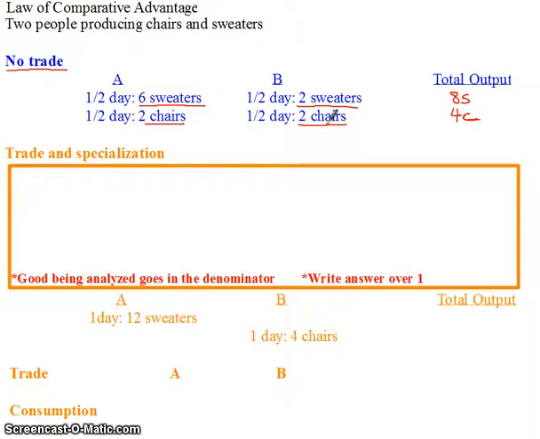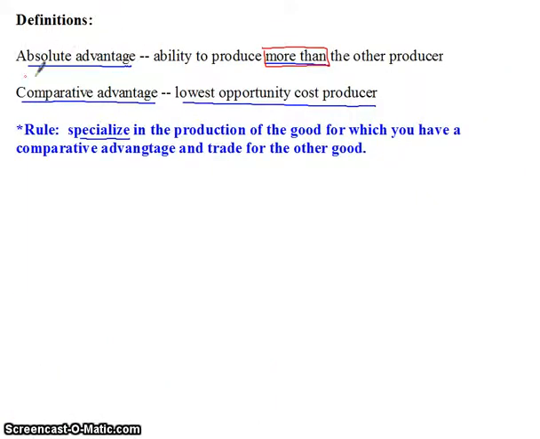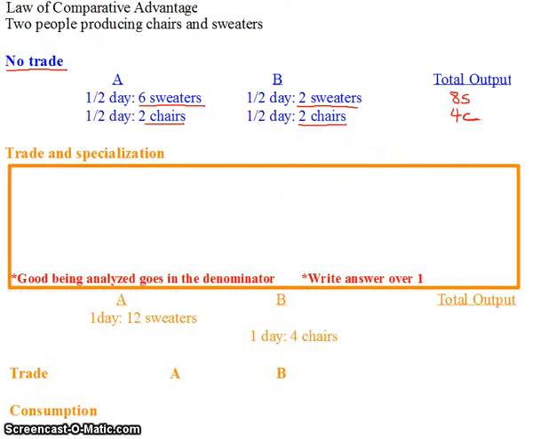Now, what really matters to economists is not so much the idea of absolute advantage. What we really care about is the idea of comparative advantage. So who has the comparative advantage in making sweaters and making chairs? That's the real economics question. So on this podcast, we just figured out who has the absolute advantage and what's the total amount of chairs and sweaters that A and B can make in a day if they don't trade with each other.